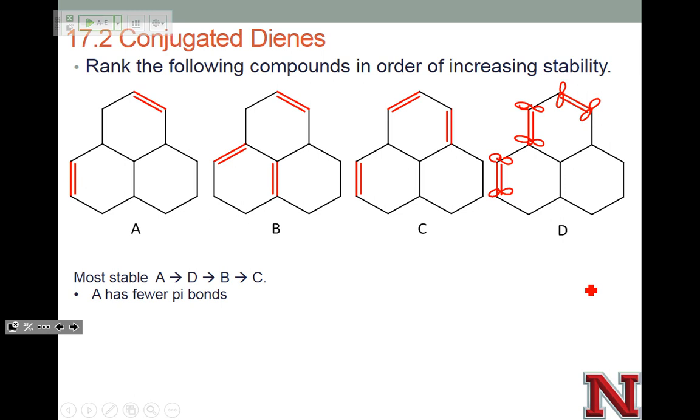C and B both have about the same amount of conjugation. We have 2 pi bonds in conjugation in both C and B. So the question is, which one's more stable, C or B? Well, we have the same amount of conjugation, so now we can look further at what we typically look at for pi bond stability. And remember, the more substituted pi bond, the more stable. So we've seen that a lot.